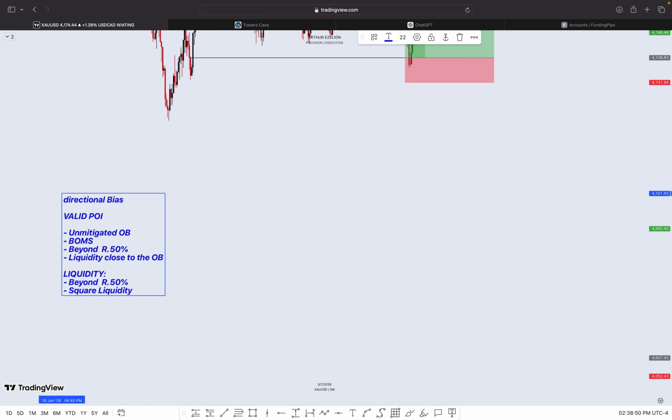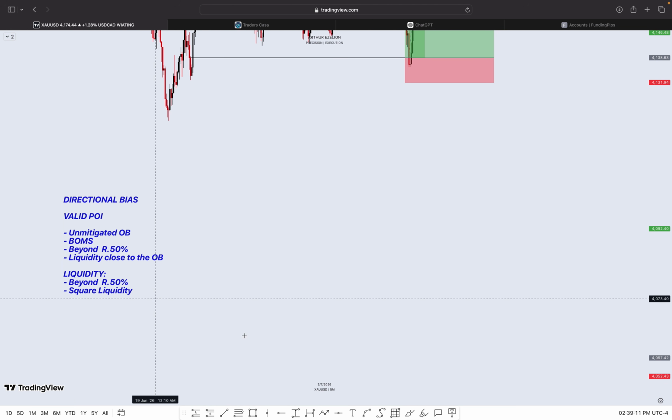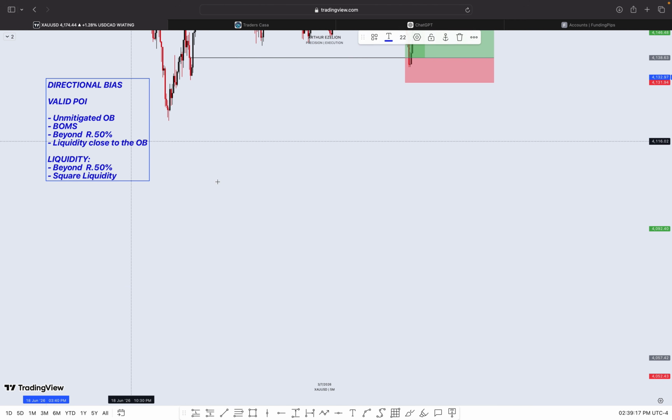This is good. I've not backtested this in other strategies or in other pairs, but the main strategy that I backtested it on was on Gold. I believe it will work, and I will still go and test it out for you guys, but just for clarification, it was on Gold that I backtested this strategy. So now it must be square liquidity and it must be beyond 50%.